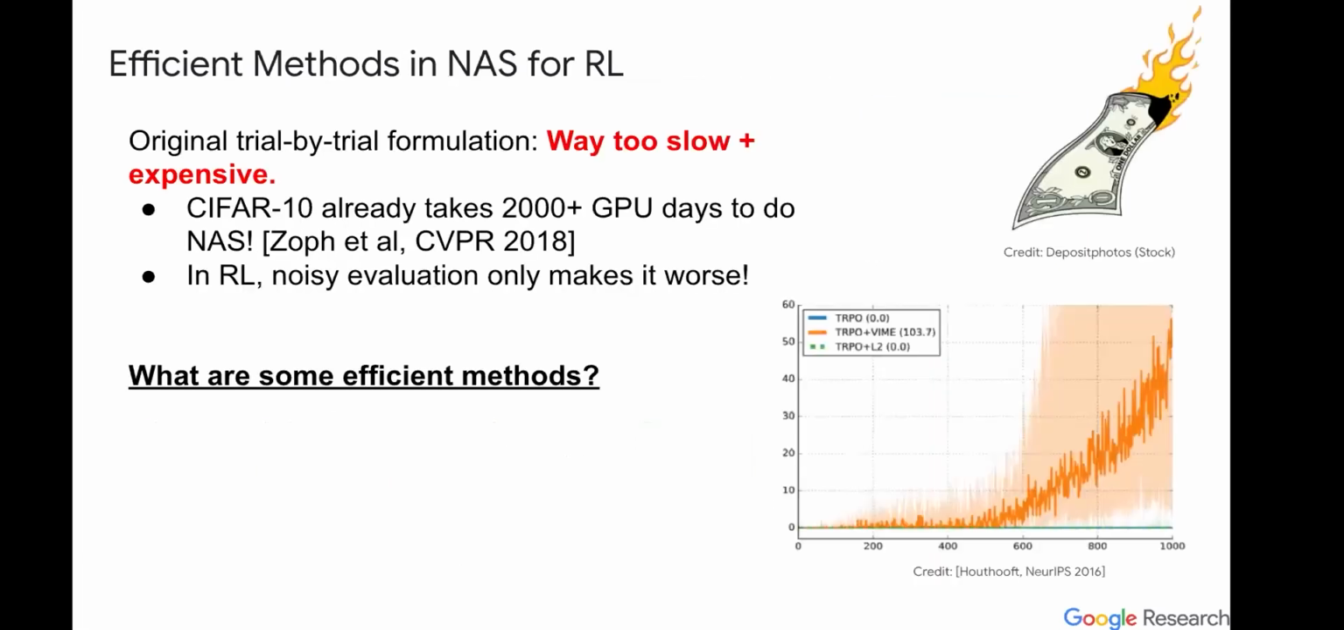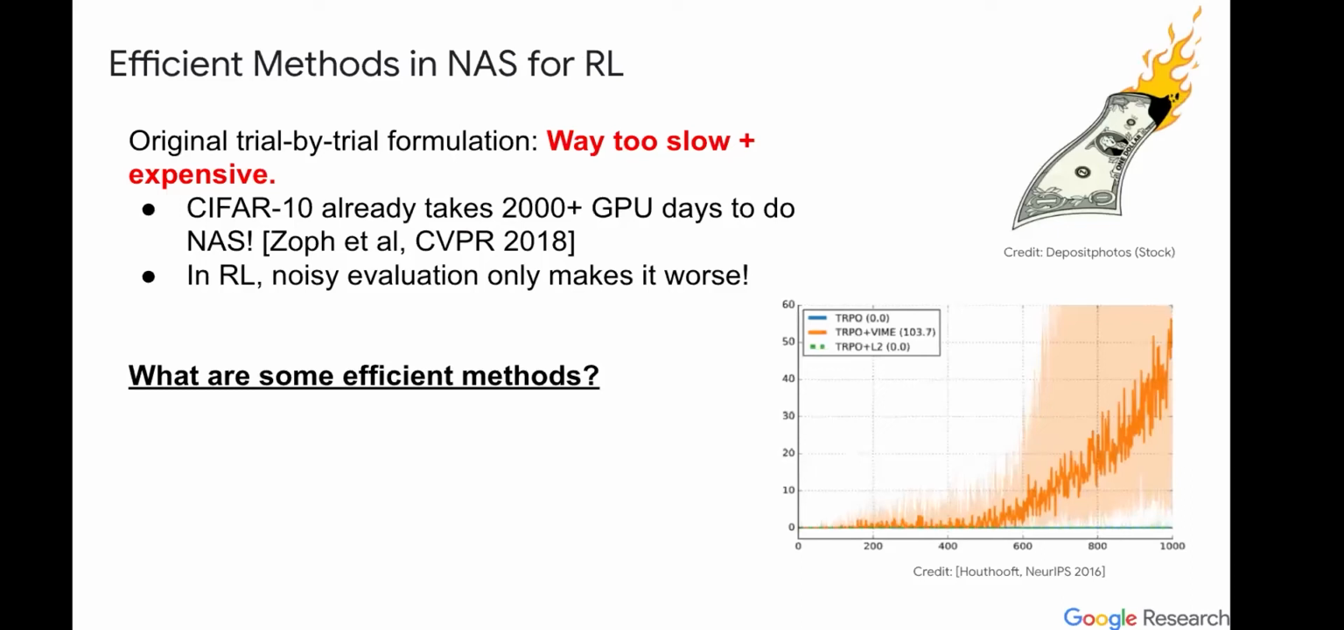One thing is that you want an efficient method for NAS in RL, right? The original trial-by-trial formulation is way too slow. For example, CIFAR-10 already takes 2,000-plus GPU days. You can only really do that at Google or any other industry lab for neural architecture search. But in RL, the noisy evaluation from all these learning curves only makes it worse. Sometimes when you train an RL agent, it completely fails, but that's not because your algorithm or method is bad. You're just completely unlucky. So you don't want to burn lots and lots of cash.